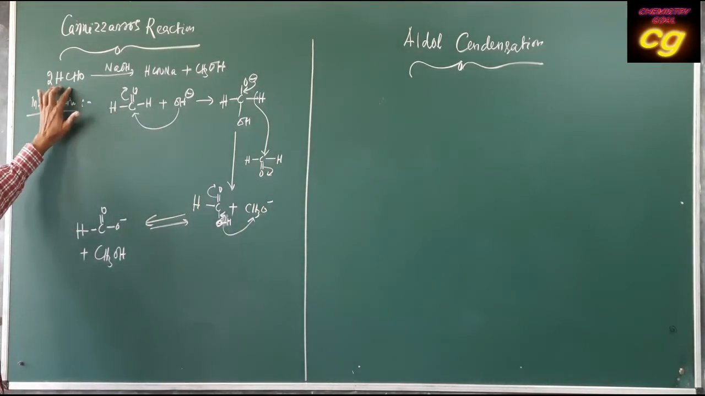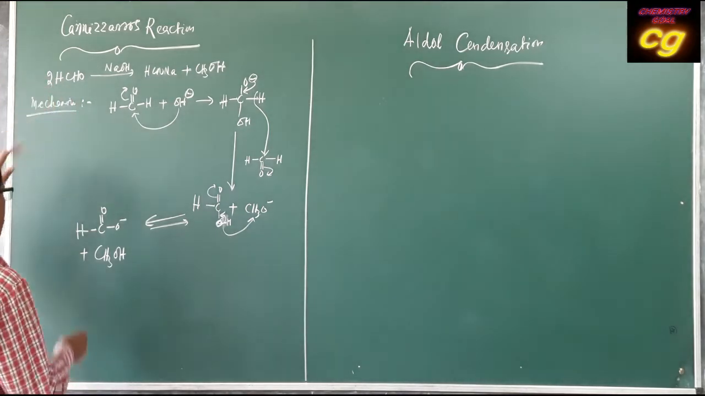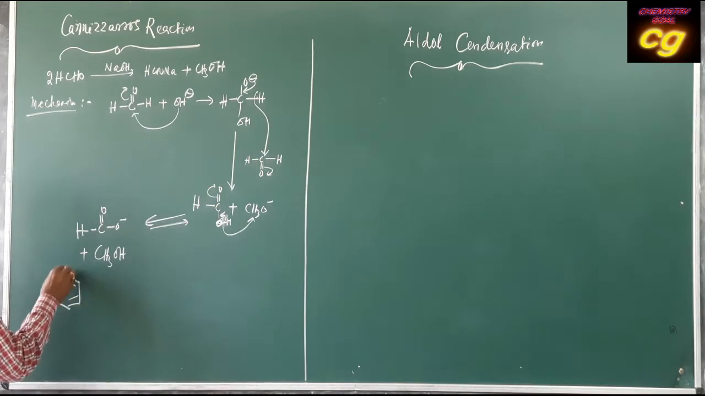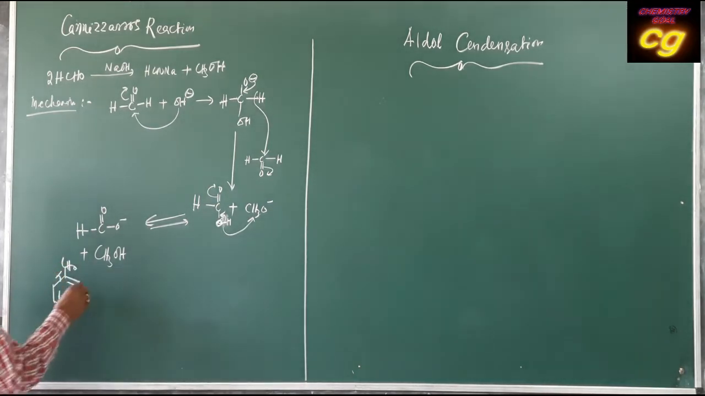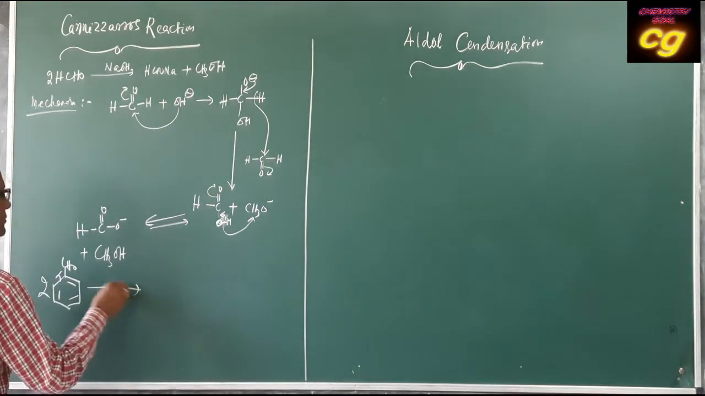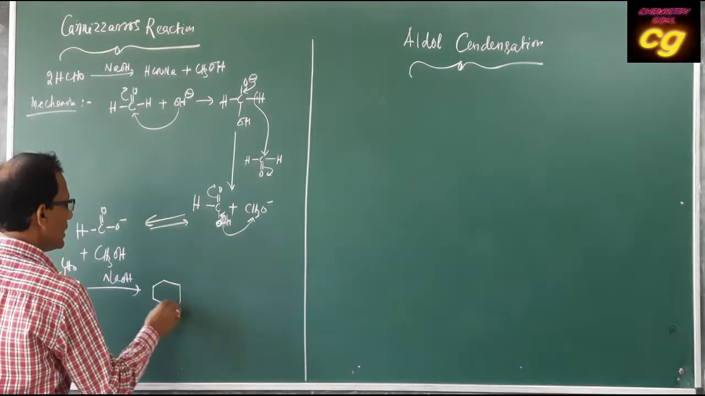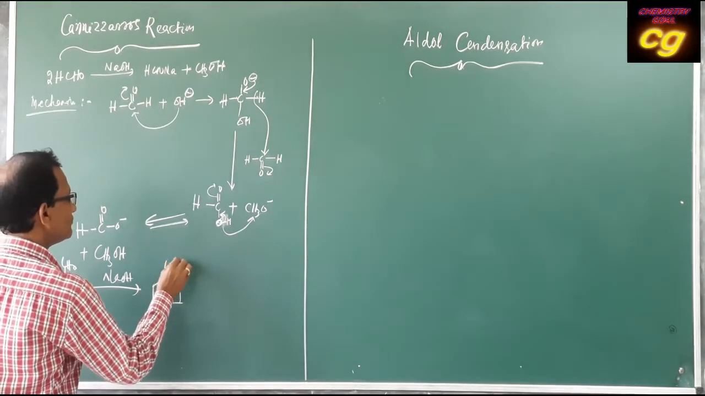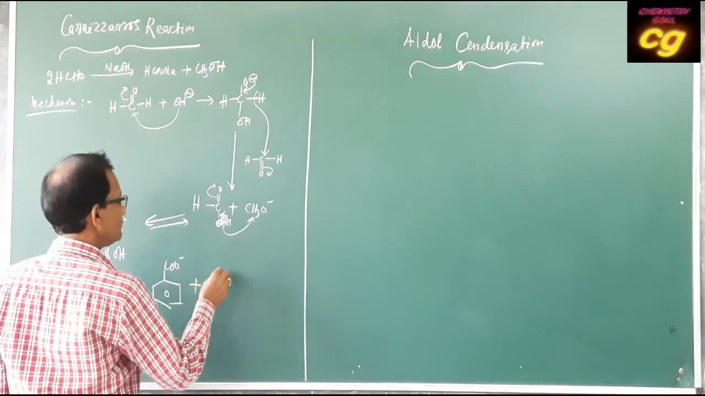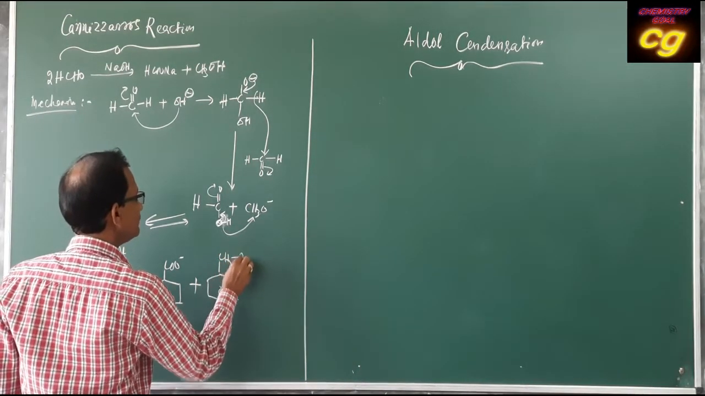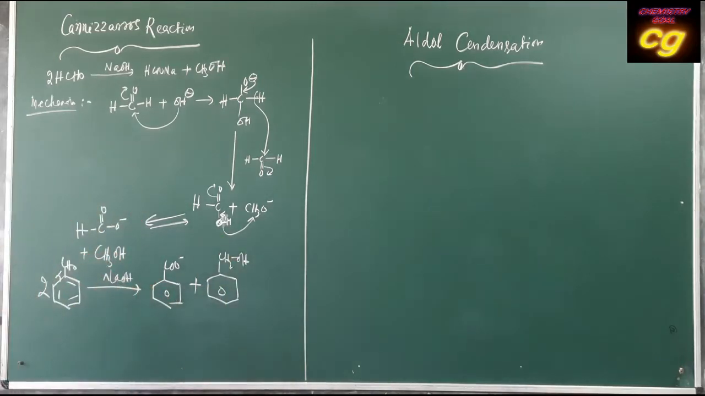All aldehydes having no alpha hydrogen, such as benzaldehyde, also give this. Benzaldehyde has no alpha hydrogen atom. This is the alpha position, with no hydrogen. Two molecules react with the base NaOH. The products are the carboxylate ion and alcohol. The alcohol is benzyl alcohol. This is called the Cannizzaro reaction.